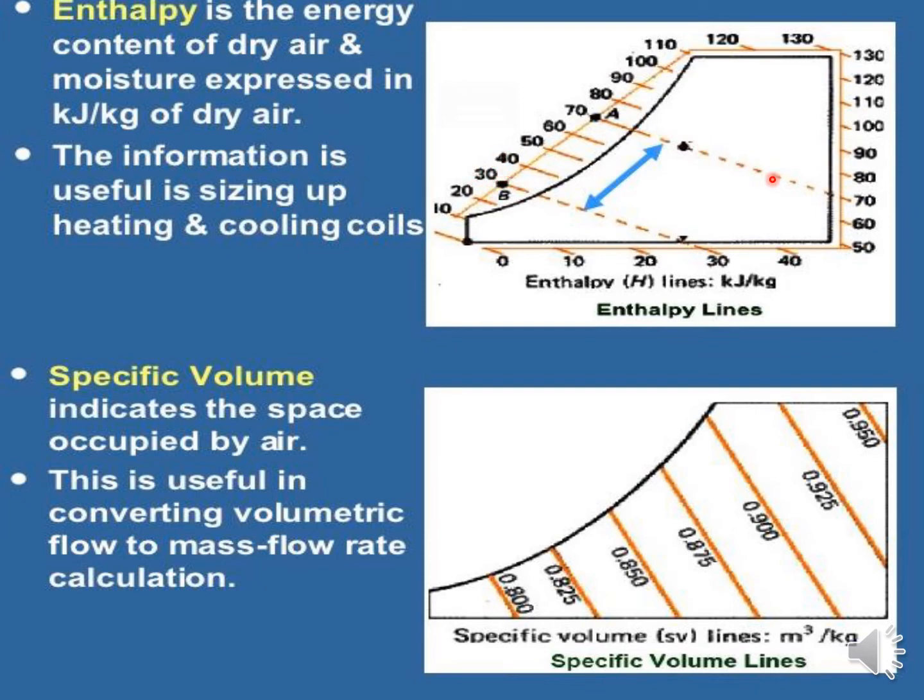At this point, if I calculate, it will be like this. So these are the enthalpy lines. Then the specific volume lines, these curved lines, will be there. So these curved lines we can see here, 0.80, 0.82, 0.85, 0.88 like this. These are the specific volume lines which are present in the psychrometric chart.